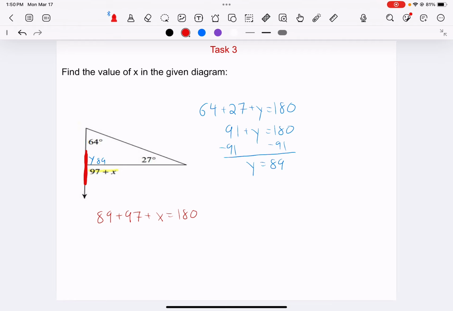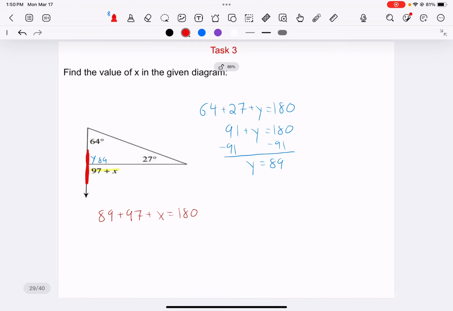180. Combine like terms, 89 plus 97 is 186 plus x equals 180. Subtract 186 from each side, and x is equal to -6.